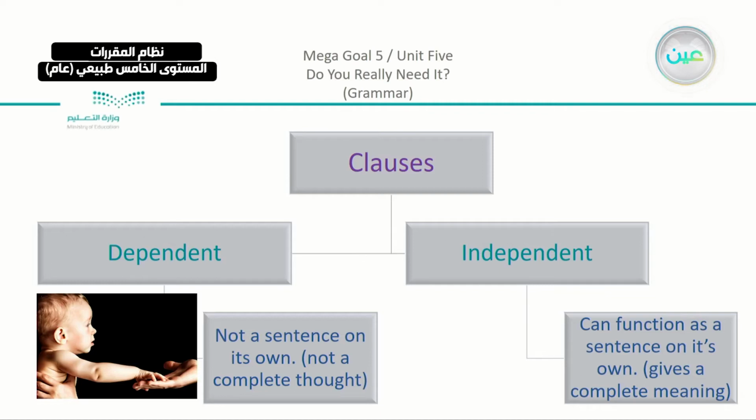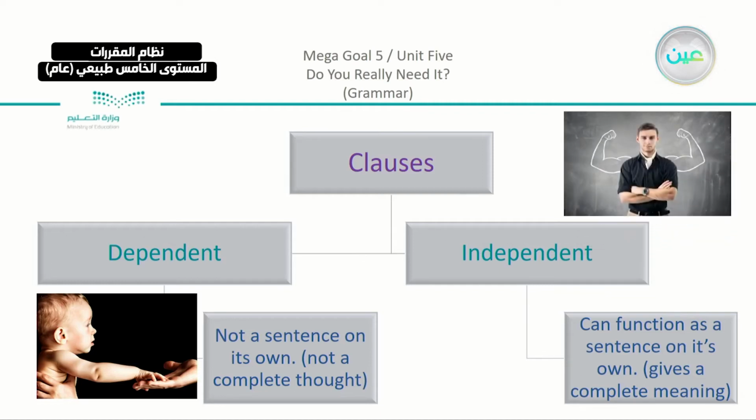But the independent clause, you can see this young man, independent is a complete idea, sorry, not a sentence, an idea. So it can function as a sentence on its own and gives complete meaning. This is exactly what we explained before, but I gave it to you without names. Now you know that these two clauses are called dependent if something is missing, and independent if it's okay, if it gives you a complete meaning.